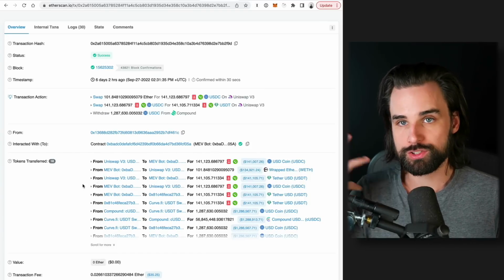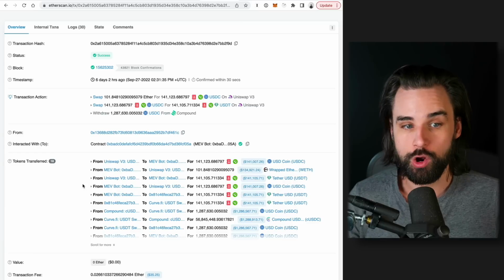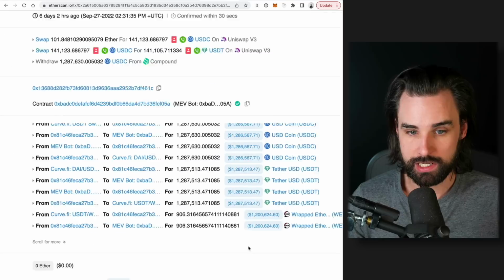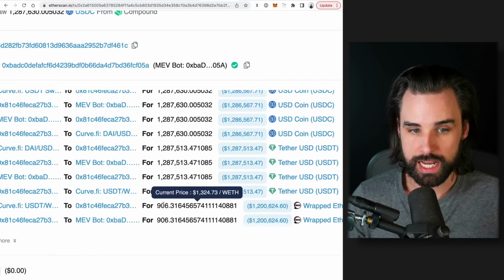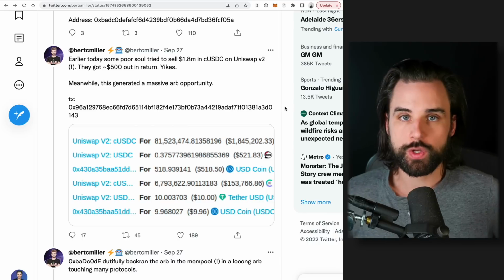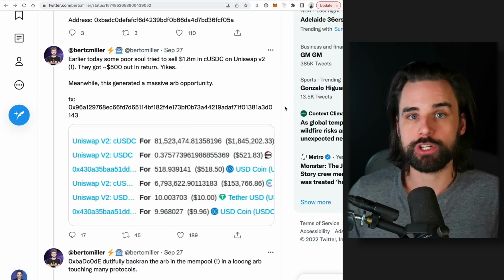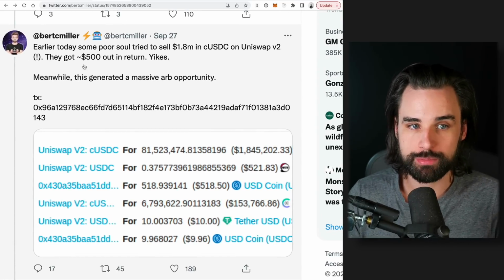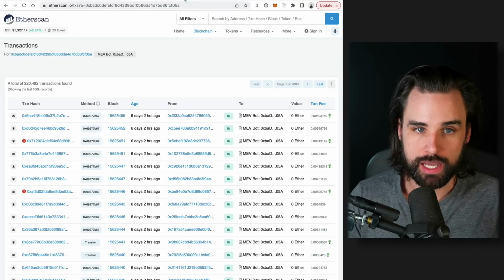So let's start off with the transaction where they made over $1 million in a single transaction. That's this one pulled up right here. You can see the final tally here was for 906 Ether. Okay, that's over $1.2 million at the time I record this video. So it came from an initial arbitrage opportunity that came up on the blockchain. Okay, so let's look at Robert's description of what happened here with this transaction that preceded it.